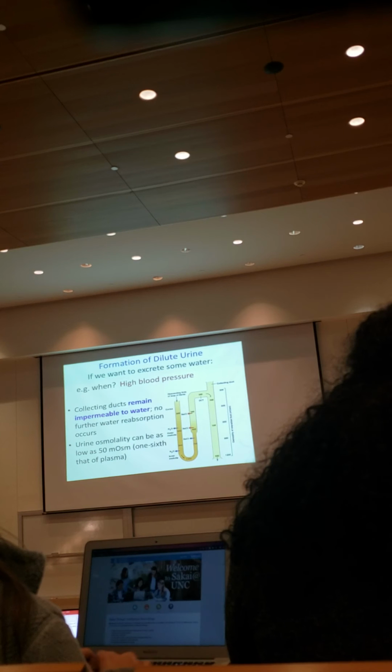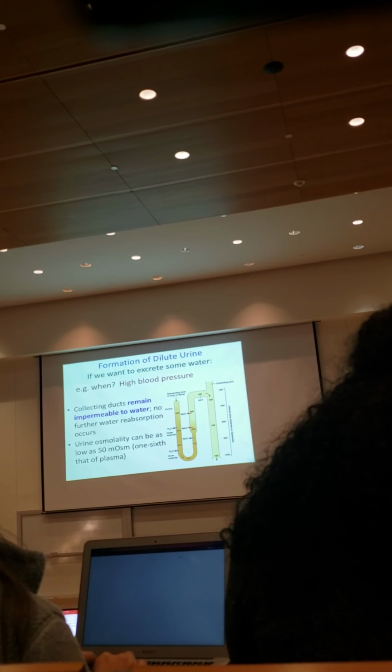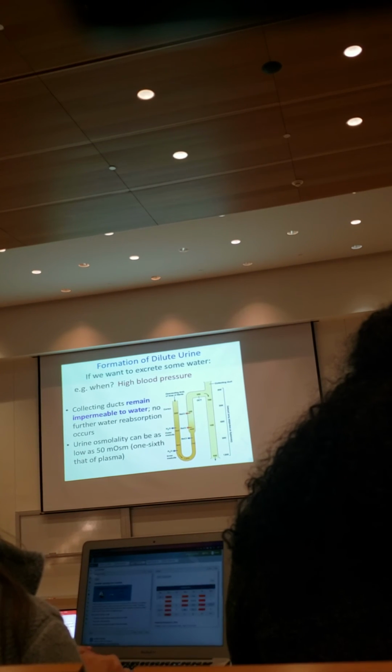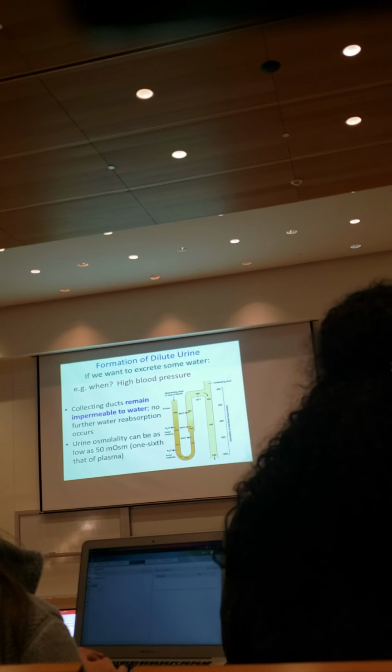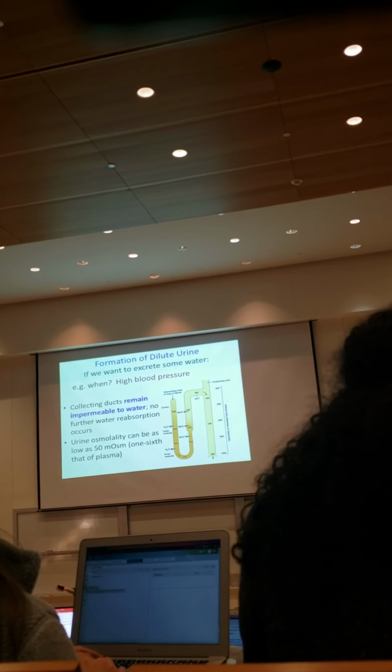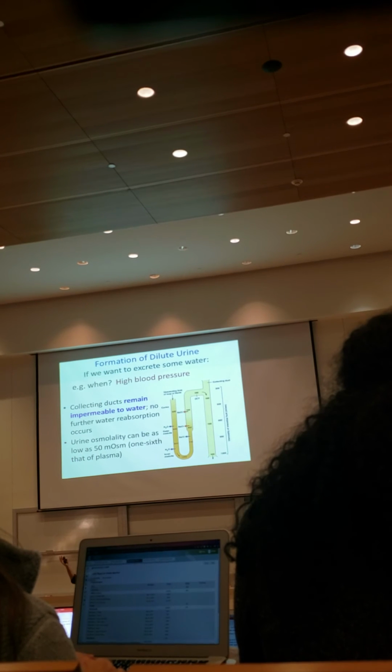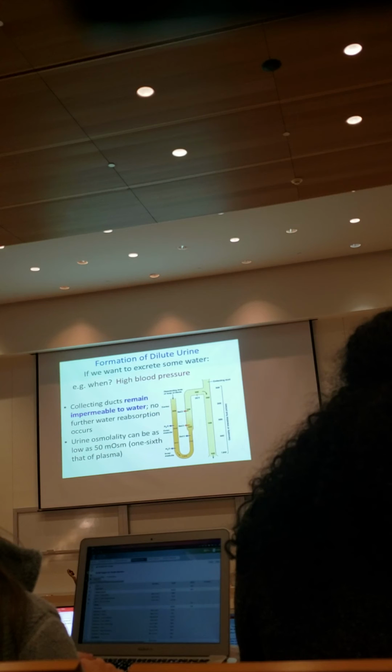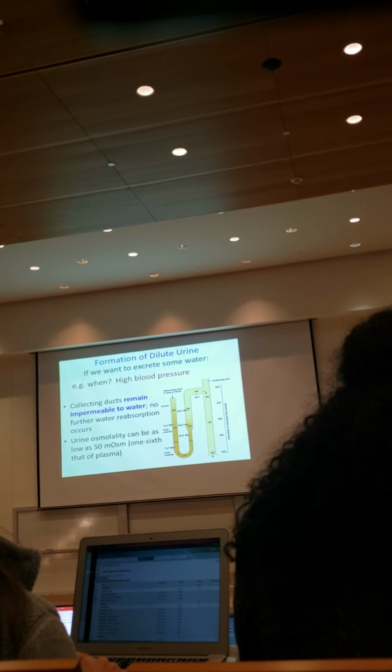Now, when the water goes down, the filtrate goes down, it's again seeing an interstitial fluid that is becoming more and more concentrated. So just like we had in the descending loop, we still want to release water to solve the gradient. But we cannot, because we don't have what? Aquaporins on the cells that make up the wall of the collecting duct. So we just let it go.